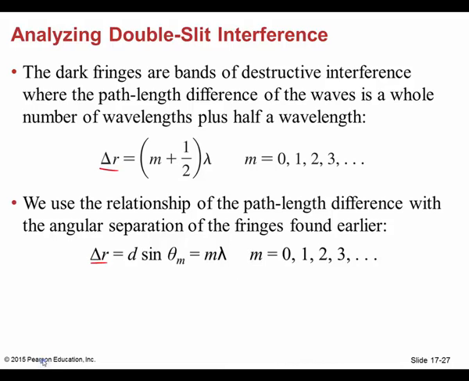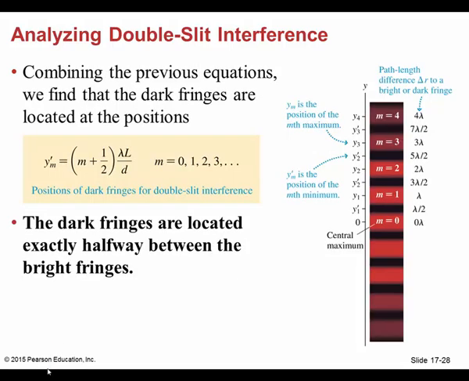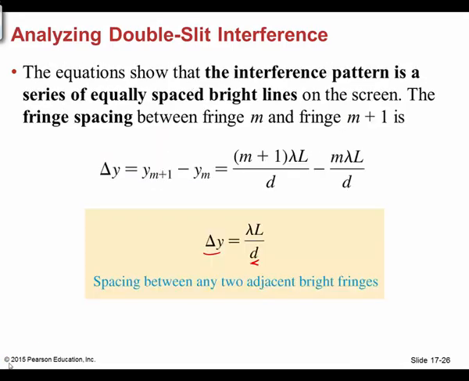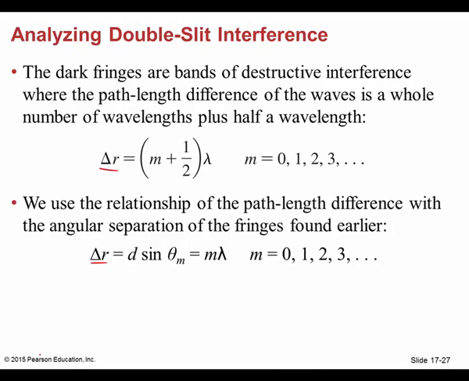Now, we're looking again at double slit. If we combine the previous equations, we find the dark fringes. Now notice this is for dark, and what was this other one for? This is for bright. So notice there's a little bit of difference. Notice that it is m plus 1/2. So to find delta R, we've already said that in the previous slide, but now they put it in mathematical form. So it's m plus 1/2 times lambda.